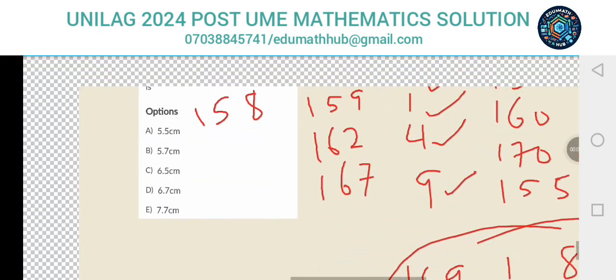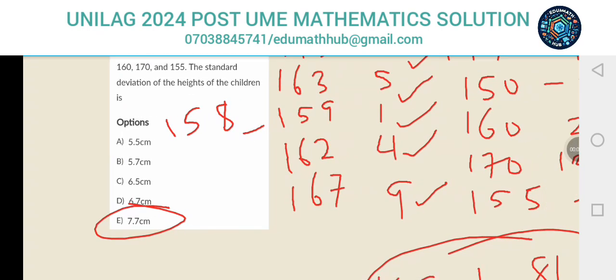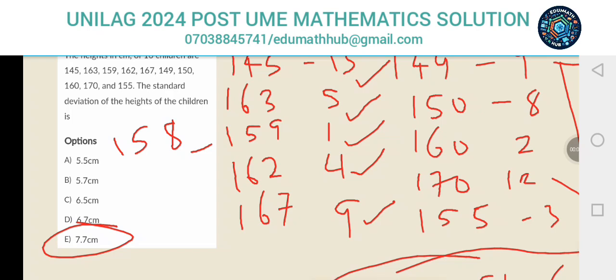Then go to your answers and look for 7.7 there. So this is the answer right here. In the exam, you can actually skip this question because it's kind of lengthy. You can skip it, then come back to it when you are done with the rest. So let's continue with the solution.